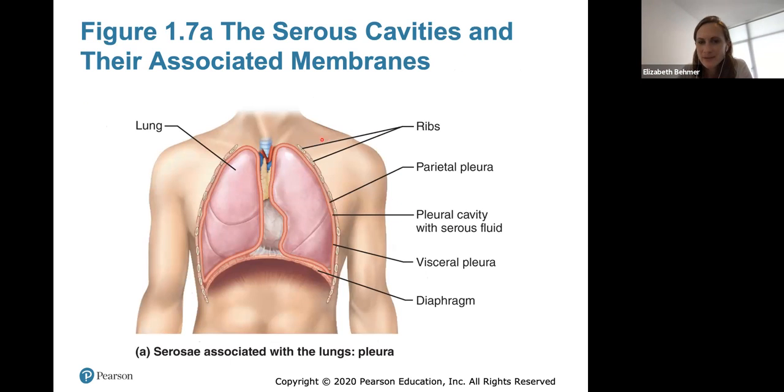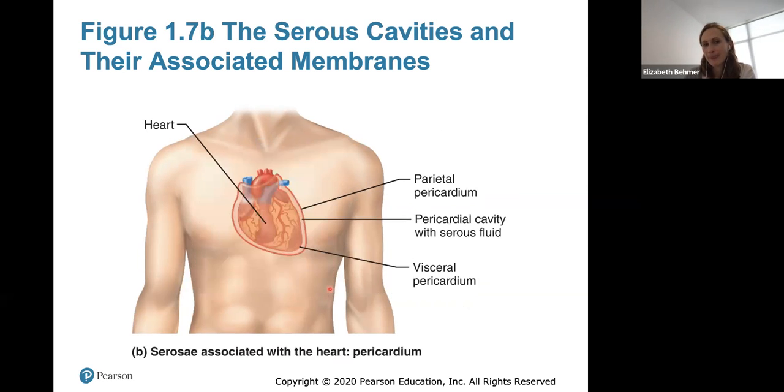So here we have the ribs, the parietal pleura lining the outer cavity where the ribs lie, the pleural cavity with serous fluid, and then the visceral pleura, which is the lining of the lungs themselves. The diaphragm is the muscle most important for breathing that's located below the ribs. Here's a look at the heart with the parietal pericardium covering the outer pericardial cavity, the pericardial cavity with serous fluid, and the visceral pericardium lining the actual organ of the heart.